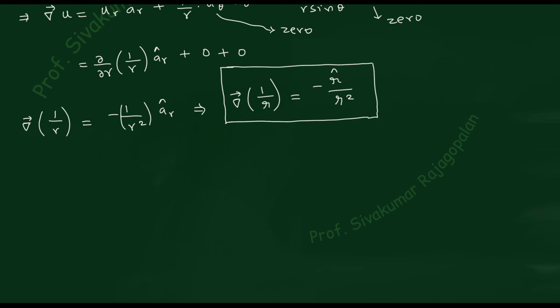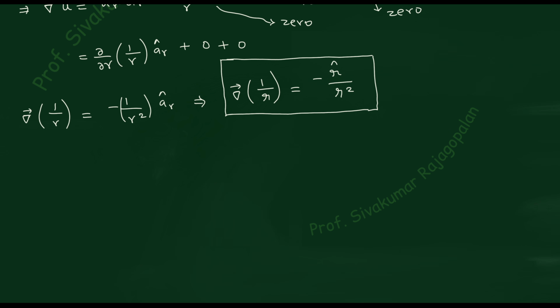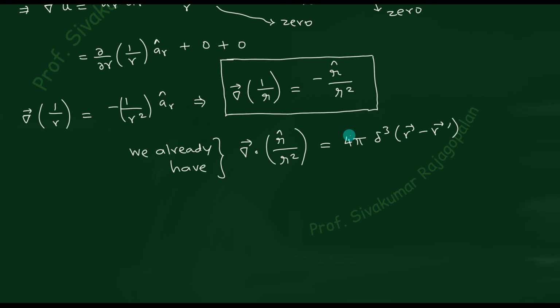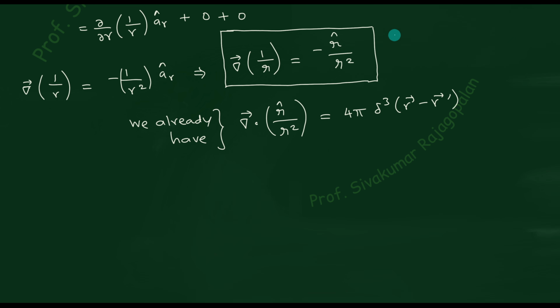Okay, so this is the gradient, but already you have something, right? So let us compare that. What is that you already have? We have the expression for the divergence. So let me write down the divergence of r cap by r square is equal to 4 pi times the three-dimensional delta function. Let us call this by some equation number A. I don't want to use the previous equation number.